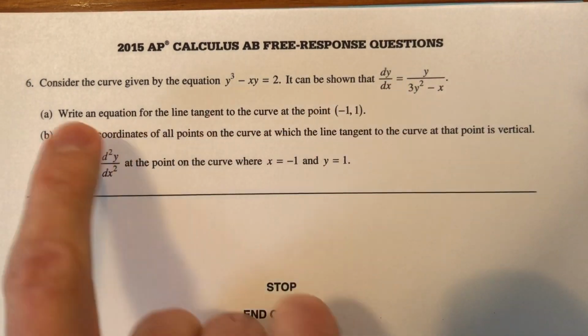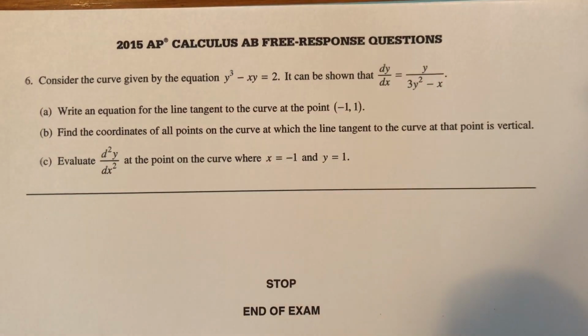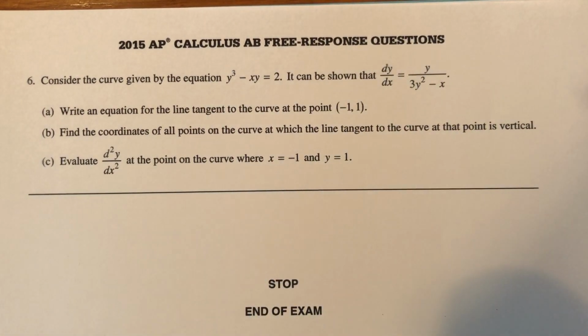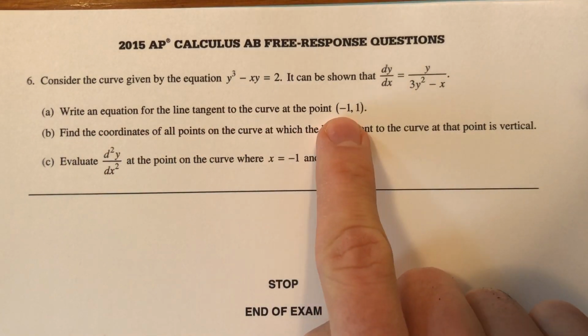Now, sometimes they'll say, consider that. It can be shown that. And then part A will say, demonstrate that the derivative of this is this, and you kind of have to walk through that process. They didn't, though. Here goes. Find the equation for the line tangent to the curve at the point -1, 1.